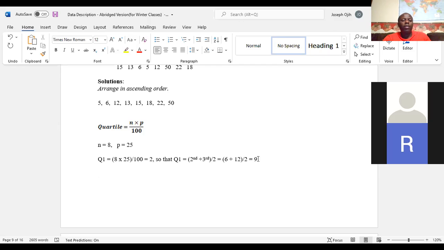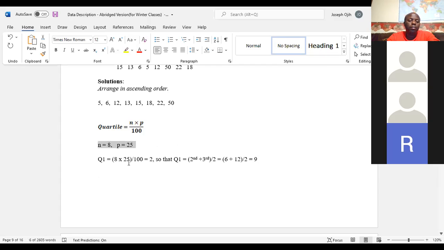Okay. So Q2. Excuse me, Professor. For quartile 1, I think it should be 8 times 25 divided by 100. That gives us the position. That's the second position. And the actual quartile should be 6. So how come 6 plus 12? I don't understand. It shouldn't be 6.